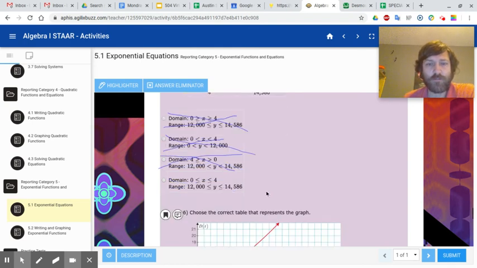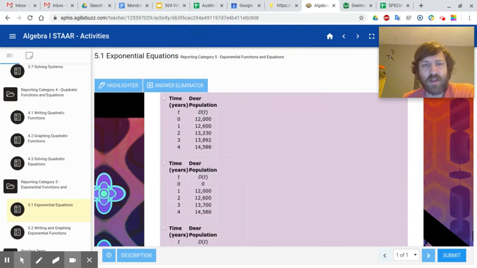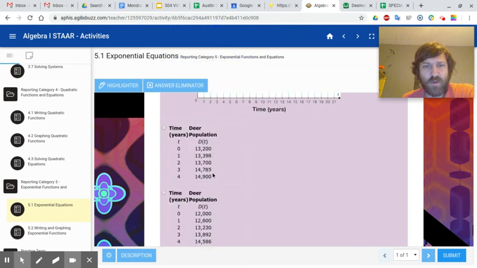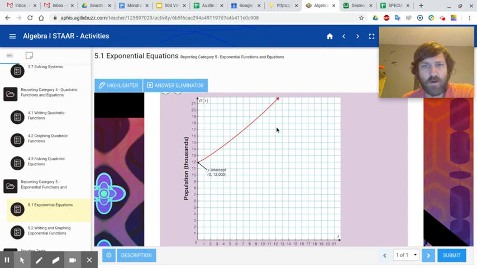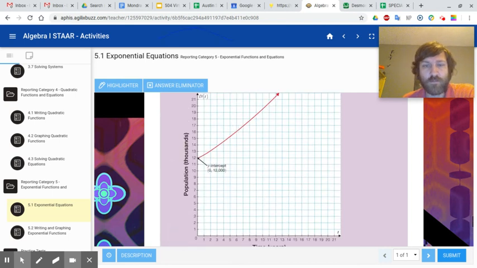That's pretty much it. And then you're going to do the same basic idea by looking at the graph, and you're going to pick the table that matches the graph that you have here. Just a quick hint, it's the same as the table from the previous problem, so don't overthink it. And that is going to be it for this video.